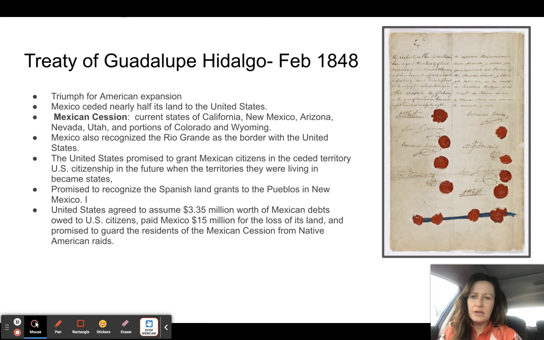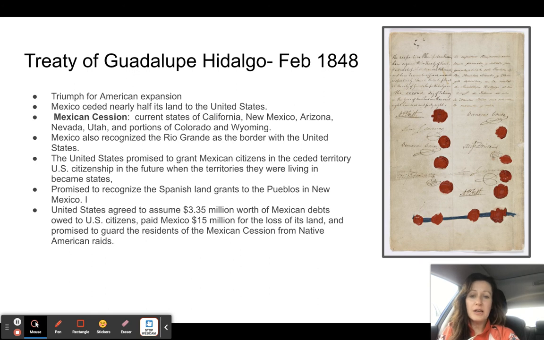Ultimately, in February of 1848, you get the Treaty of Guadalupe Hidalgo. I know there's a lot of words here. It was a triumph if you are a fan of American expansion. Mexico ceded nearly half of its land, that's a lot, to the United States. So that land included the current states of California, but also New Mexico, Arizona, Nevada, Utah, and portions of Colorado and Wyoming. It recognized the Rio Grande as the border. The U.S. promised to grant Mexican citizens in the territory U.S. citizenship. So you can now become a U.S. citizen if you lived there once they became states.